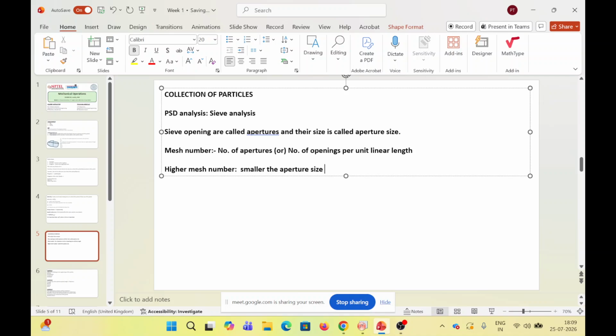And for sieve analysis, multiple different countries have come up with their own standards. We have American standards, we have German standards. Likewise, we also have Indian standards, the Indian Standard Screen.